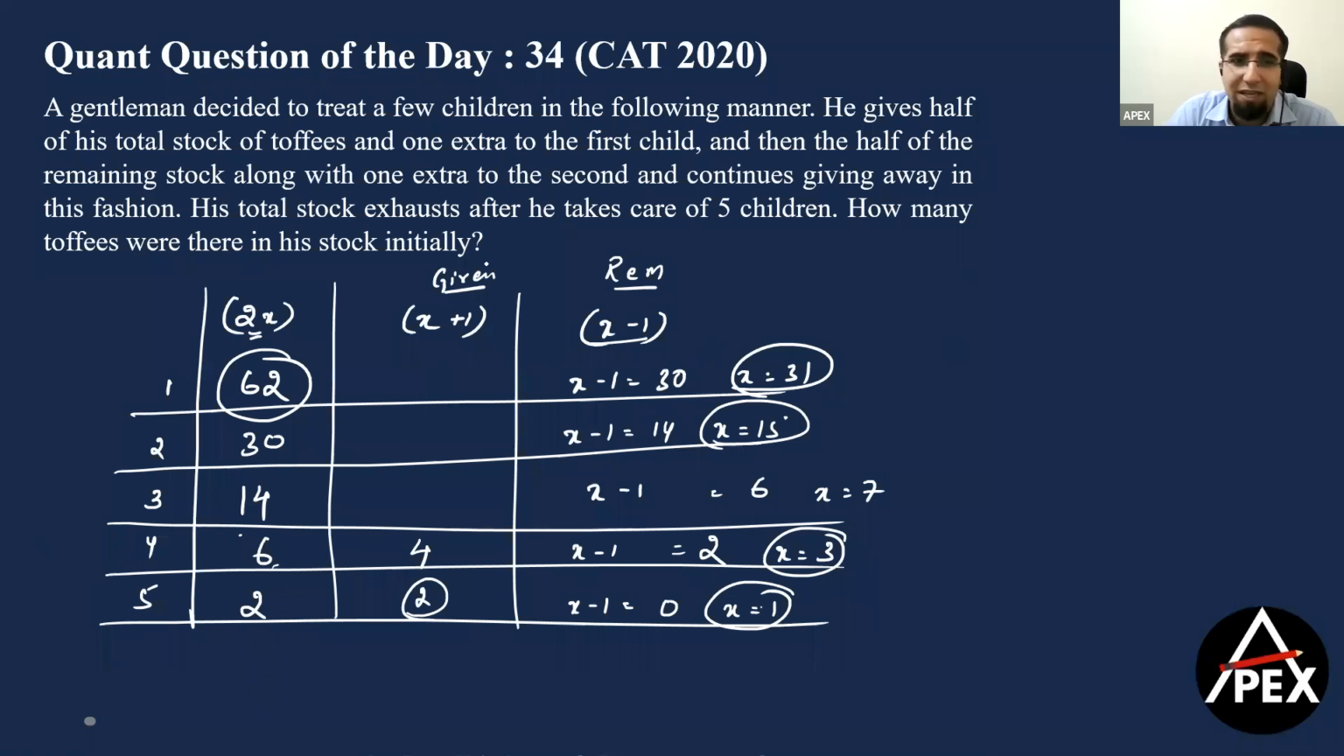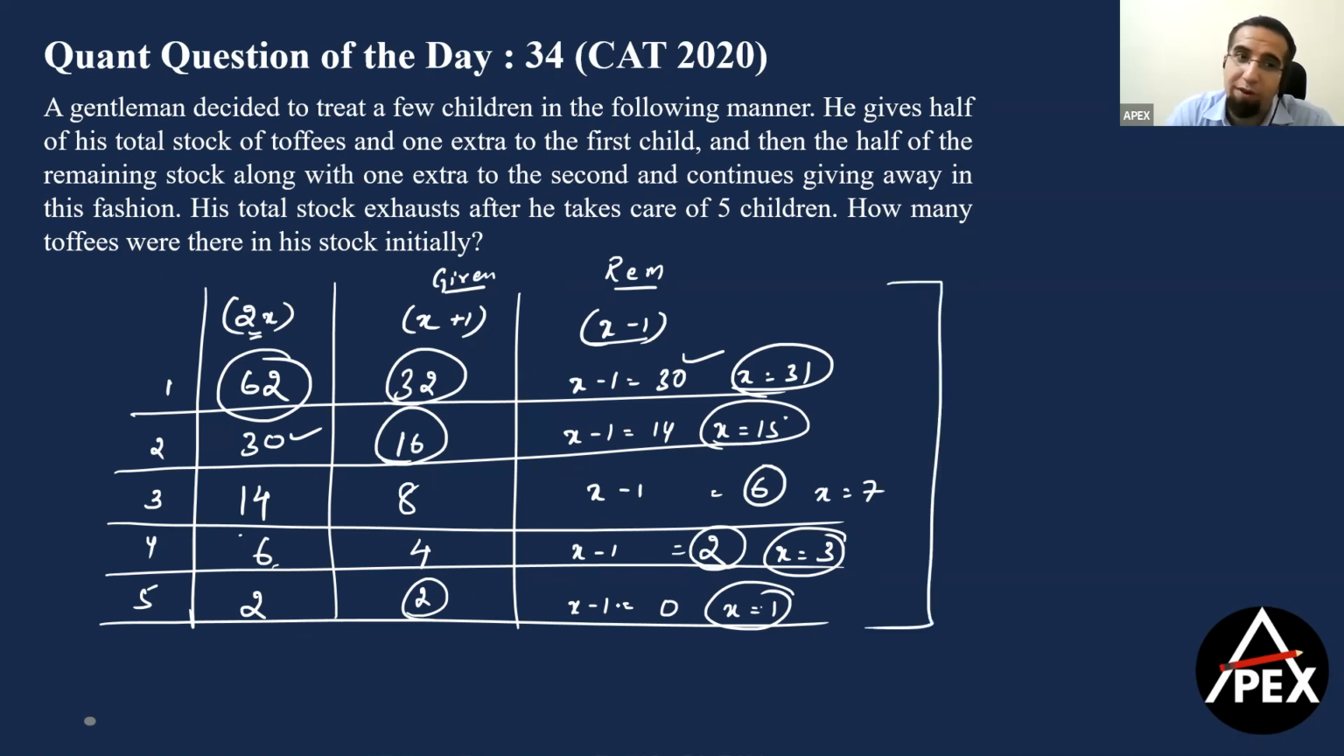And if you want, you can also cross check. Half of 62 is 31. 31 plus 1, he has given 32 toffees. Left out are 30 toffees. Moving forward with 30, half of 30 is 15. 15 plus 1 is 16 given to the kids. Remaining are 14. Half of 14 is 7. 7 plus 1 is 8 given. Remaining is 6. Half of 6 is 3. 3 plus 1 is 4 given. Remaining is 2. Half of 2 is 1. 1 plus 1, 2 is given. Remaining is 0. So therefore, our answer is perfectly correct.